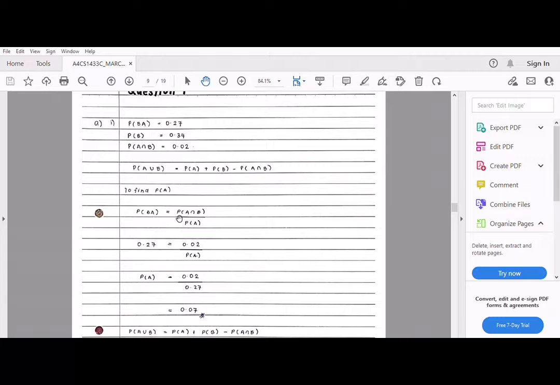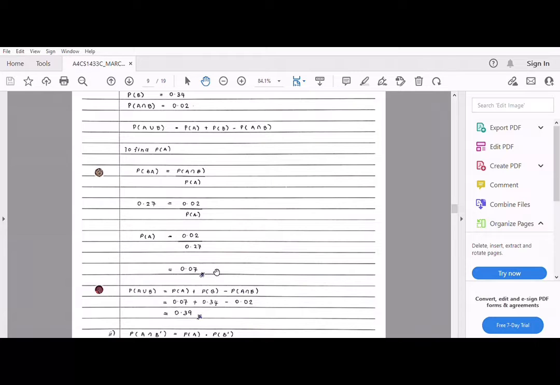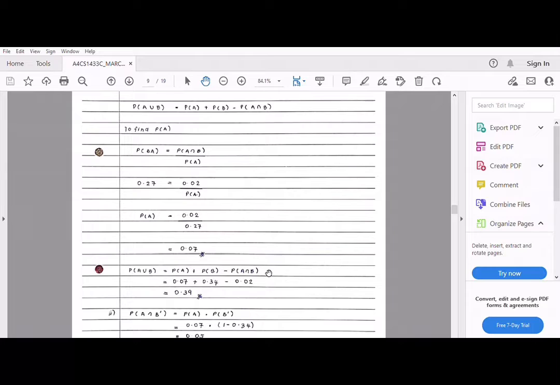P(B|A) is equal to P(A ∩ B) over P(A). Then when you calculate, you will get P(A) is 0.07. So just put into the formula, then you will get 0.39.